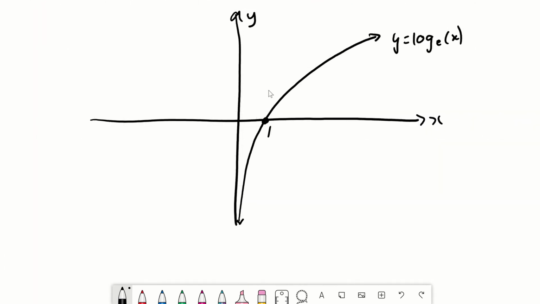So Extension 1 students, you probably recognize this as the inverse of the exponential along the line y equals x, because the log is an opposite of an exponential. Otherwise, some of the qualities: it passes through zero. Why does it pass through zero? Because if you do the log of 1, you get 0.